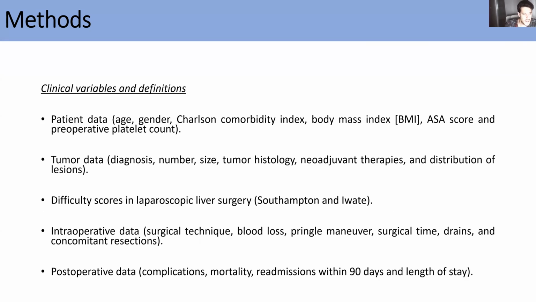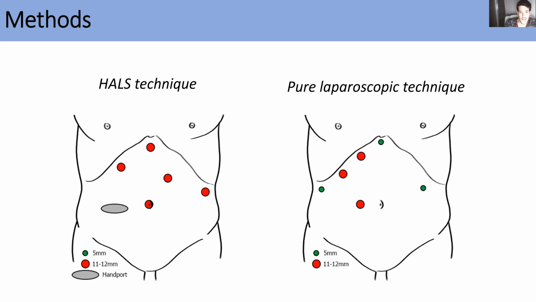We analyzed patient data: age, gender, BMI, ASA. We also analyzed diagnosis, number of lesions, size of the lesion, histology, neoadjuvant therapies, difficulty scores, intraoperative data, surgical technique, blood loss, Pringle maneuver, surgical time, drains, concomitant resection, and finally postoperative data such as complications, mortality, readmissions, and length of stay. HALS technique and pure laparoscopic technique, as you can see in this slide, have different trocar positions. Here we have examples of our original technique of HALS, and the technique that we use for the pure laparoscopic approach.